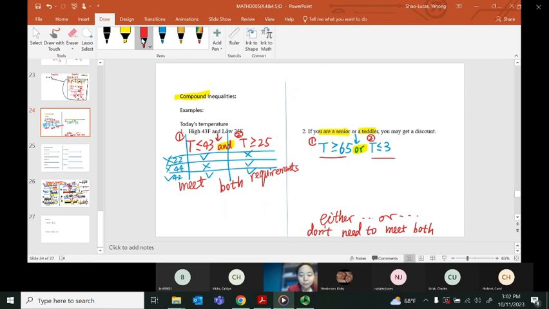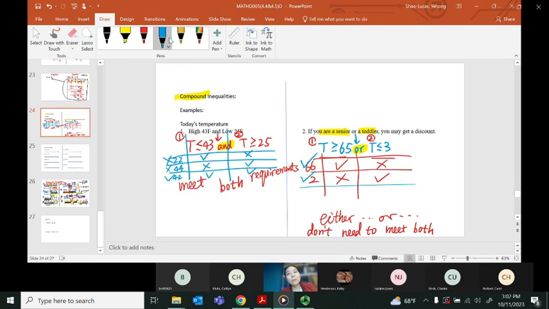Let's pick a number, say 66. It is greater than 65. It is not less than 3, but it works. It works because it's the word or. You don't have to have two check marks. The same thing, if you're 2 years old, it doesn't meet the first requirement, but it meets the second, so that also works. In this case, there's not going to be a number that is bigger than 65 and less than 3, so it's not possible. But in other cases, it's possible.